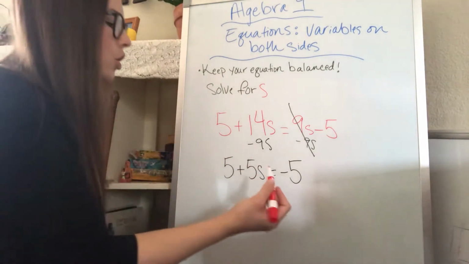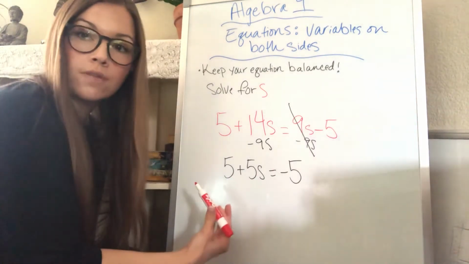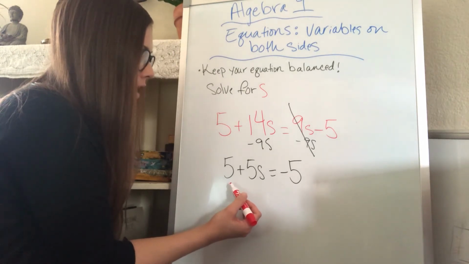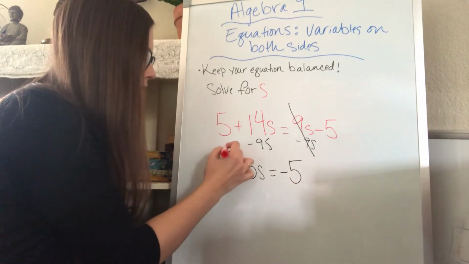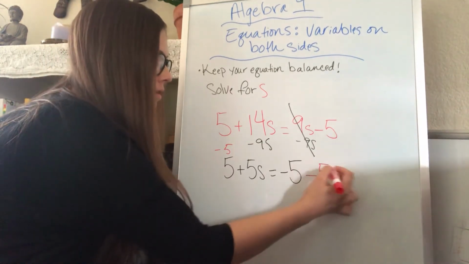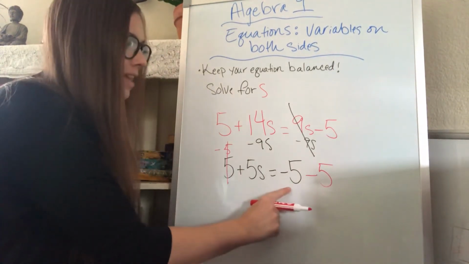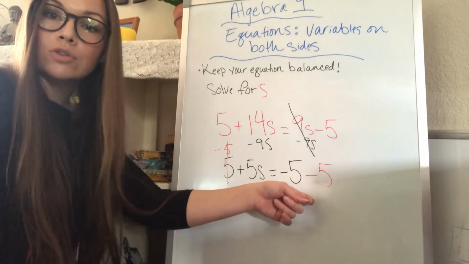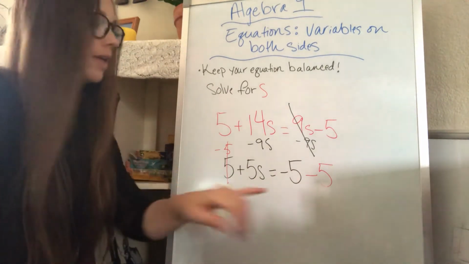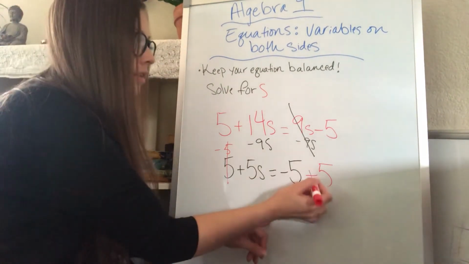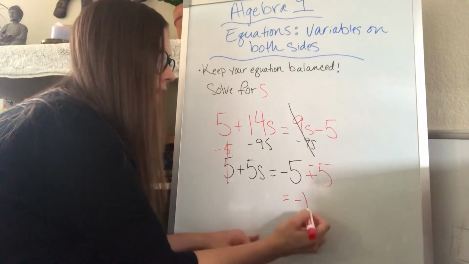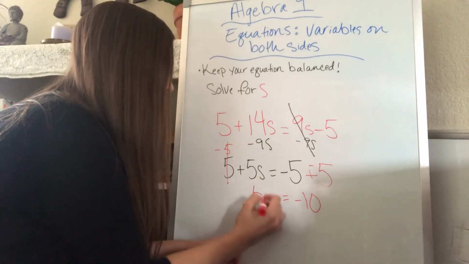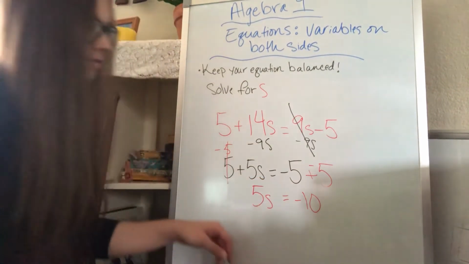So now I'm going to continue by getting all of my numbers that don't have variables to the right. I have a positive 5 over here, and I'm going to subtract it. Okay, cancels over here. Negative 5 minus 5. Do not let this confuse you into thinking that the answer is 0, because 5 minus 5 would be 0. Negative 5 minus 5 is really going to be negative 10. And then we still have our 5s over here, so I'm going to bring that down. So 5s equals negative 10.